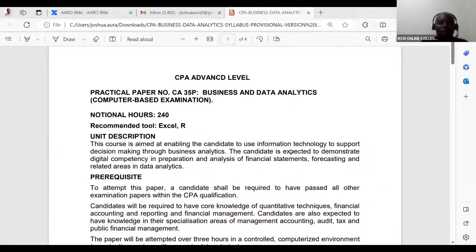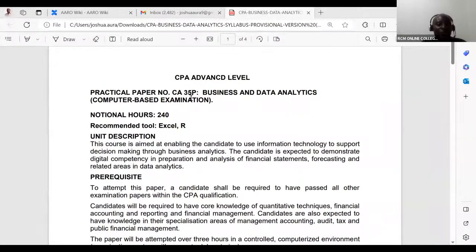It's called practical paper number 35. It's Business and Data Analytics, and it's going to be a computer-based examination. All of you shall be required to go with a laptop to CASNEB premises or any other center approved by CASNEB to tackle that exam in a computer environment. So there shall be no paperwork. You will not go to write any paper for this exam.